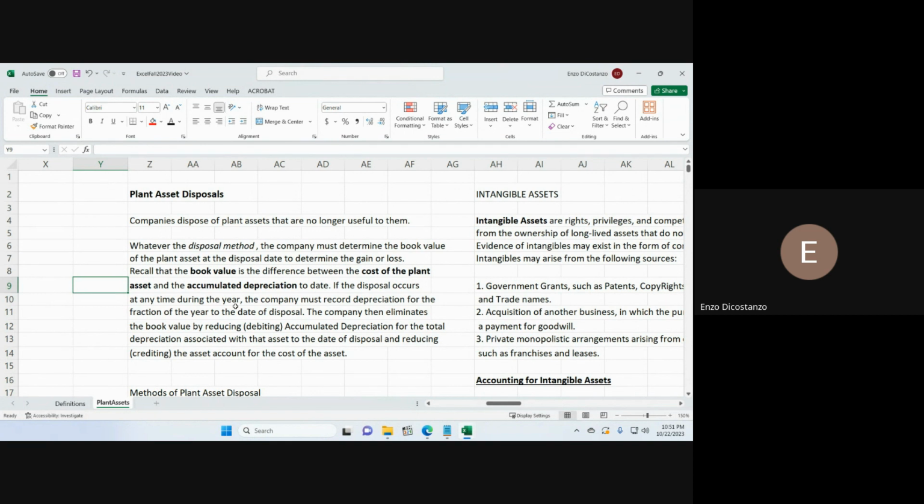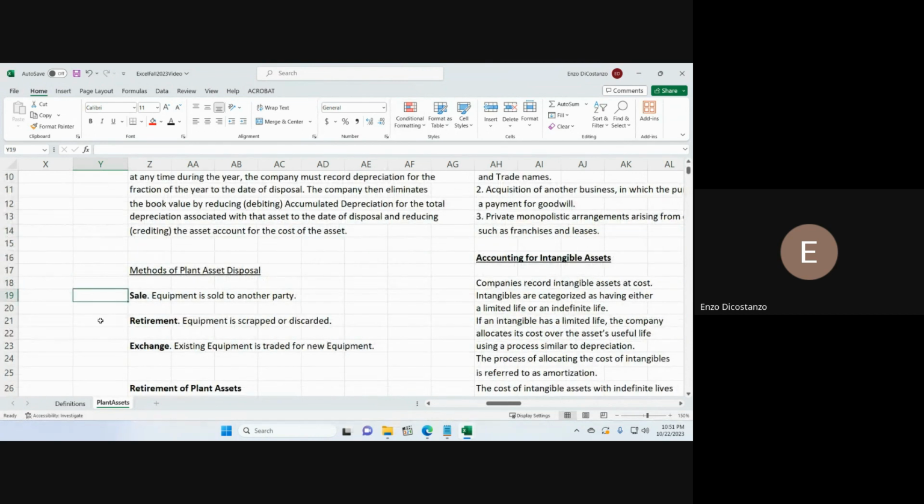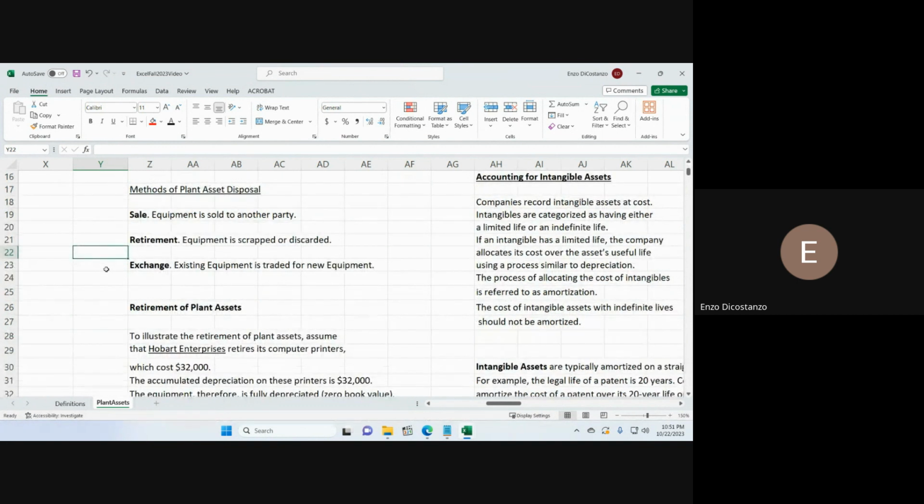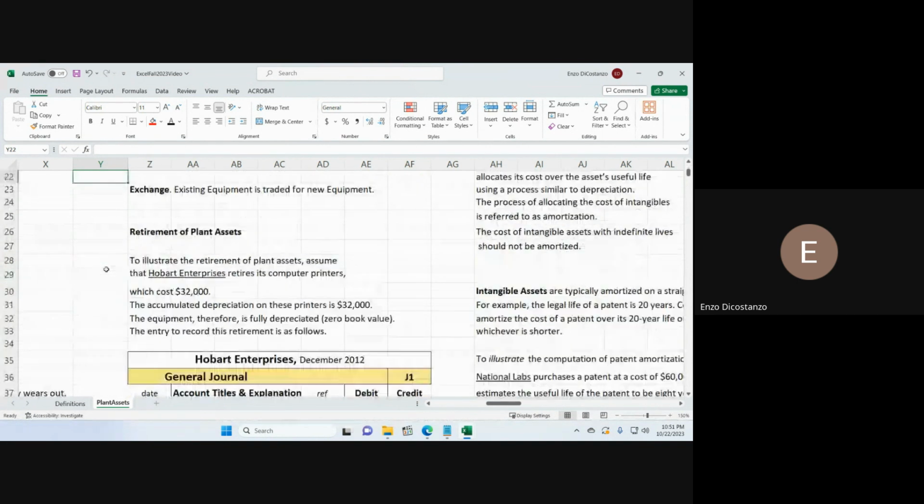I just ran through that, but you have that in your Excel files, and it's here. You can easily read this. Sale, retirement, exchange: there are a couple of methods of asset disposal. So, retirement of plant assets.